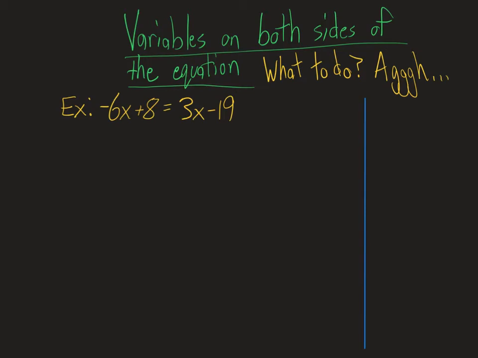Okay. In this equation, we've got x's on both sides here. This is not something we've seen before in this class. I bet you guys have seen it before in your other classes. How do we deal with that? We need to get all the variables moved to one side. Okay, so our goal is to move all variables to one side of the equation.